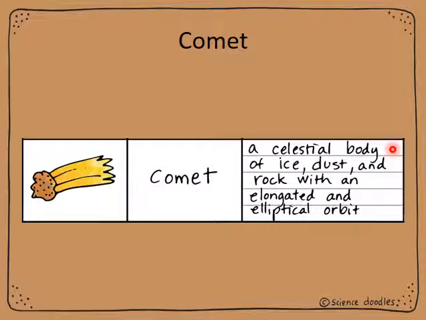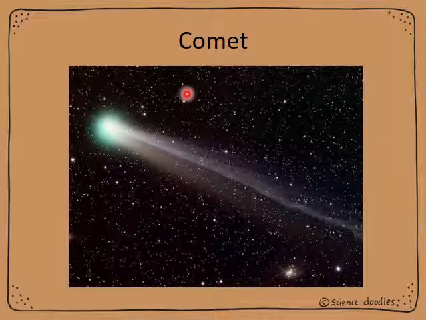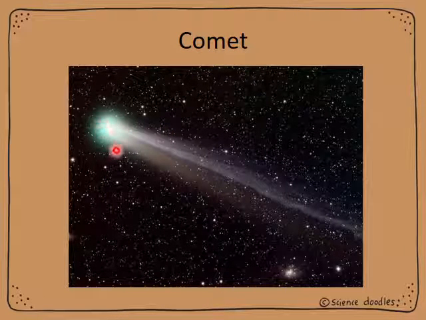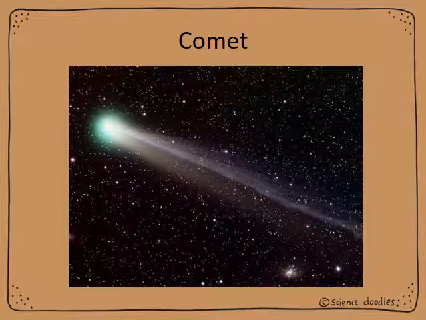Comet. A comet is a celestial body of ice, dust, and rock with an elongated and elliptical orbit. So where the planets have orbits around the sun that are almost circles, but not quite, the comets have very long, sometimes crooked, oval-shaped orbits. And so there's an example of a comet. It has different parts, which you'll learn about in a couple more lessons, but here is the head of the comet, and here is the tail being left behind.